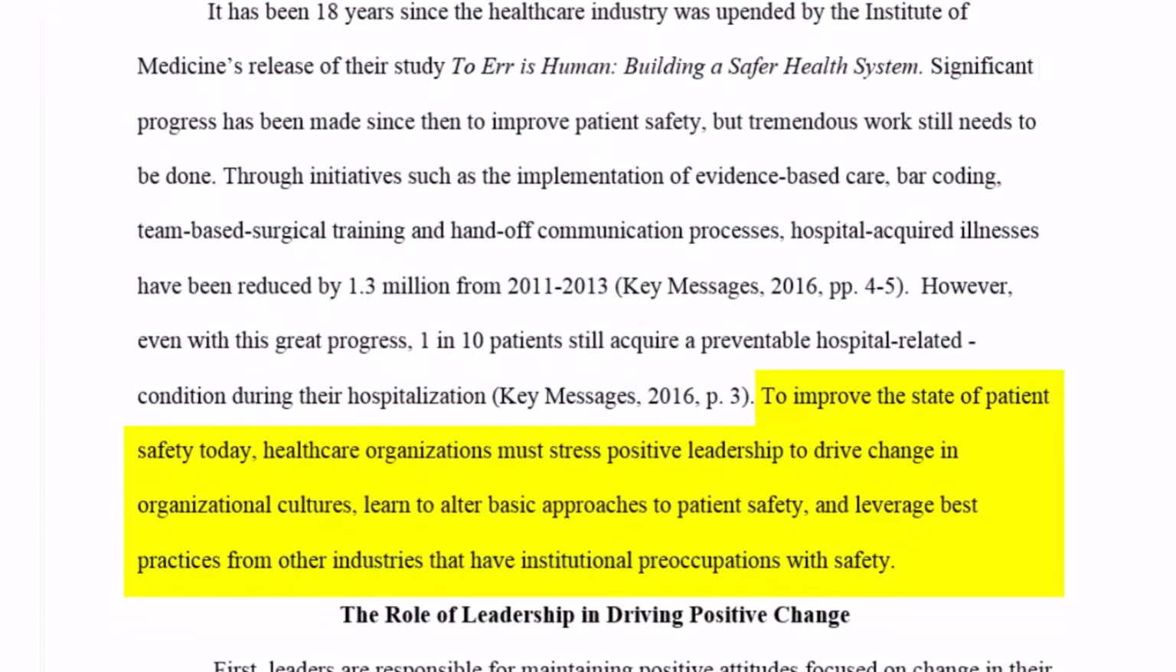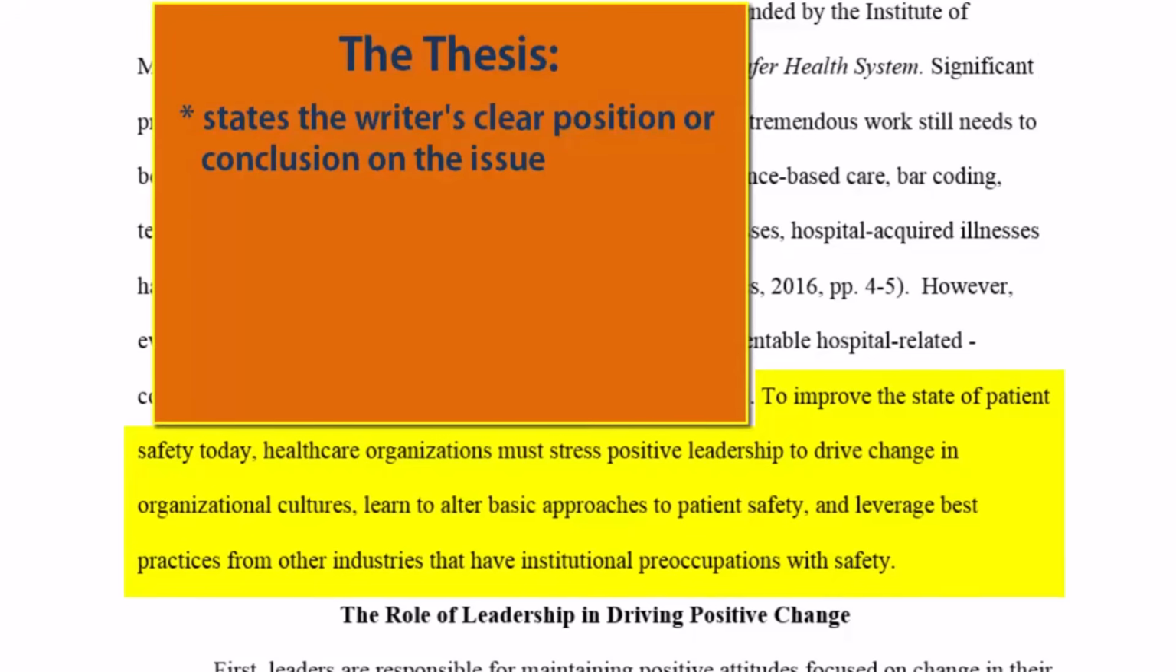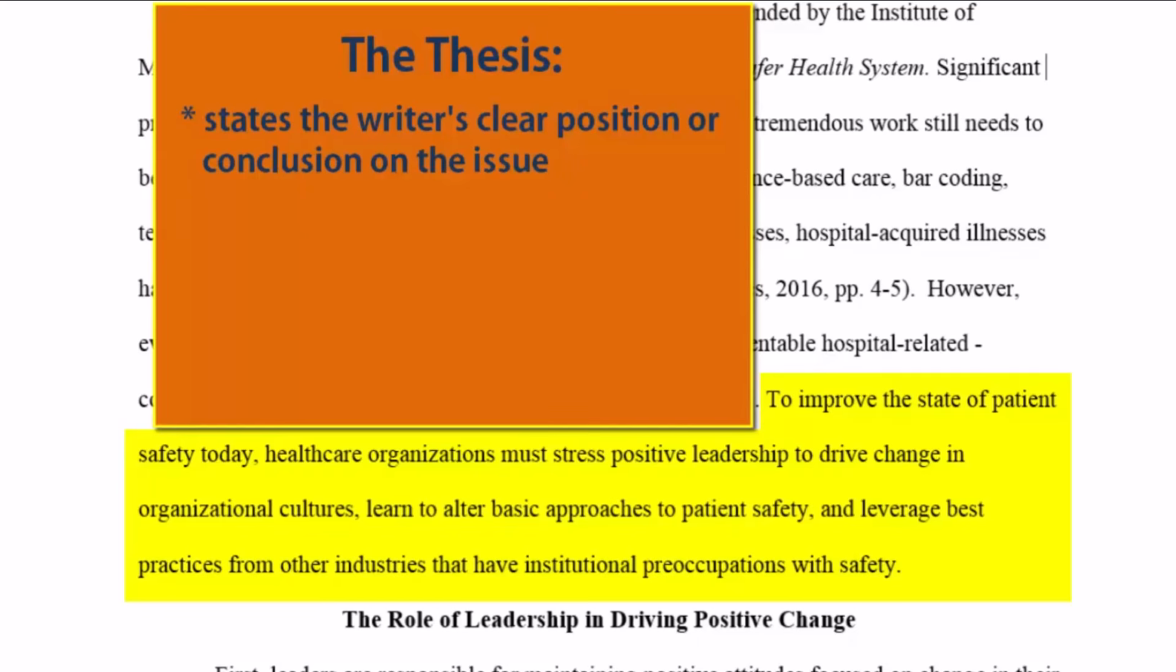To improve the state of patient safety today, healthcare organizations must stress positive leadership to drive change in organizational cultures, learn to alter basic approaches to patient safety, and leverage best practices from other industries that have institutional preoccupations with safety. Now let's note two things. First, Marcellus is very firm in his conclusion that patient safety must be improved.